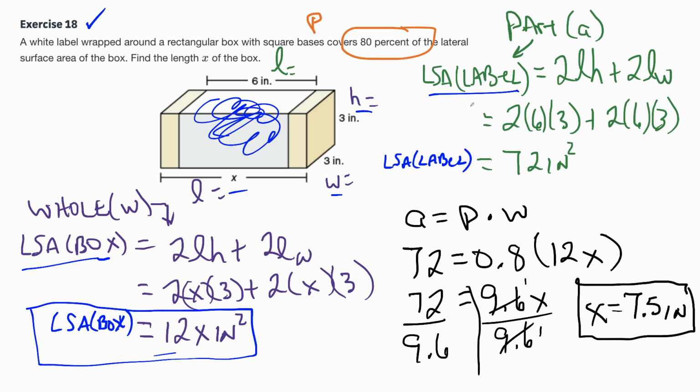And this is the part. This lateral surface area of the label doesn't take up the entire lateral surface area. So that's the part. The lateral surface area of the box is the whole. And here's my percent. Okay, so I go back to chapter 6. I use the percent equation. I plug in what I know, and I solve for x. So x is 7.5 inches.